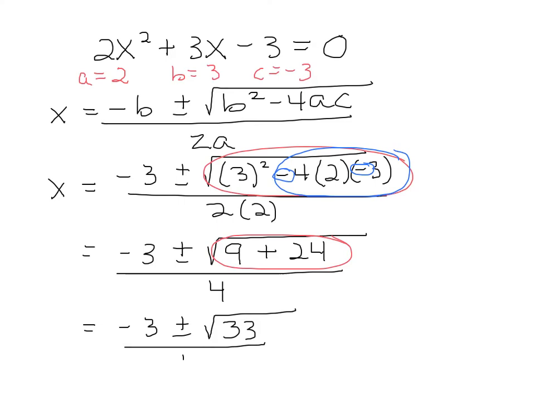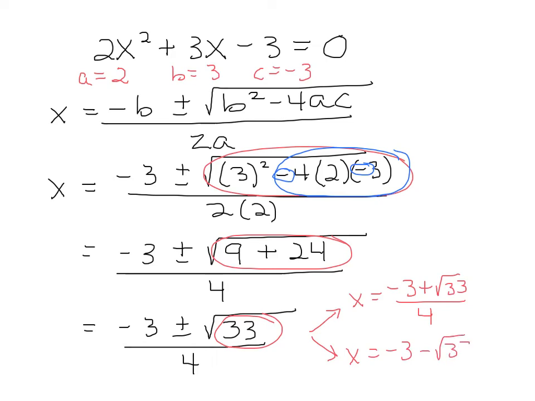Now what's different at this point is we look at our 33 and we say, well, that's not a perfect square. There's nothing nice that could be multiplied by itself to give us a result of 33. So what we do in this case is those are actually our solutions. And so what that means is that x equals negative 3 plus square root of 33 over 4. That's one solution. And the other solution is x equals negative 3 minus square root of 33 divided by 4.